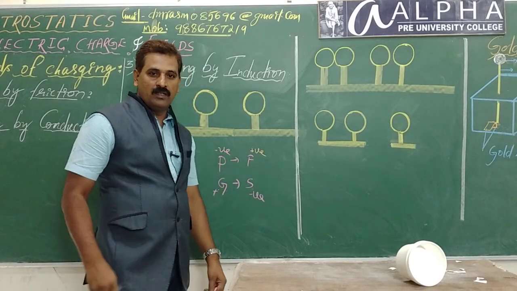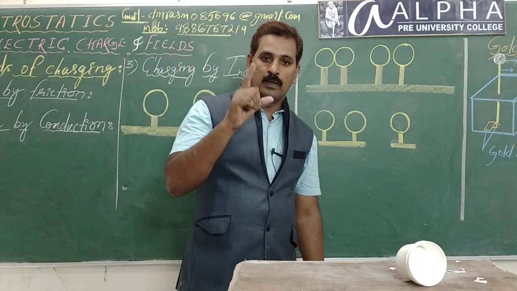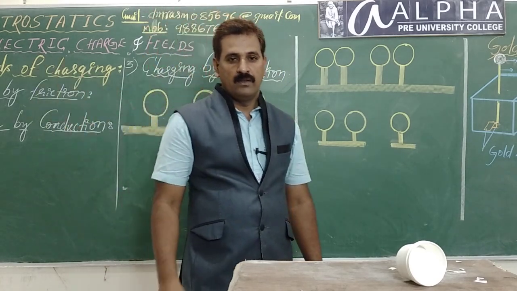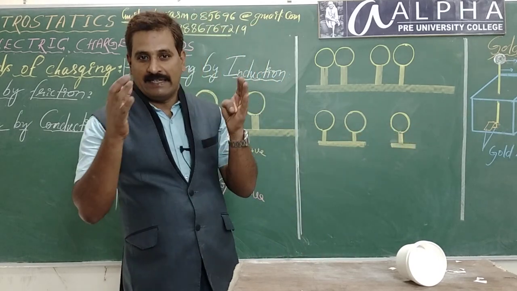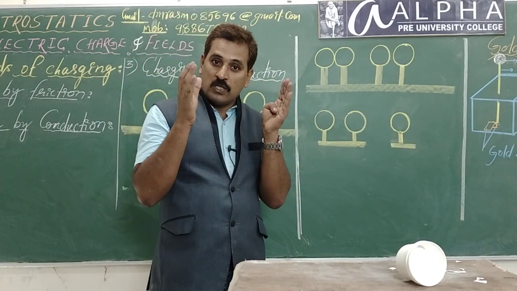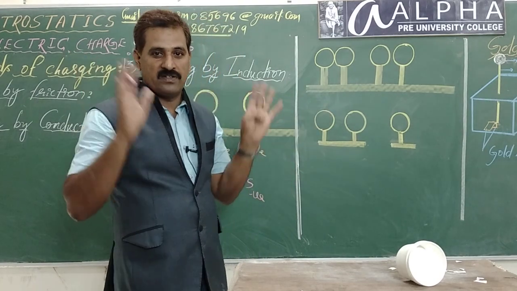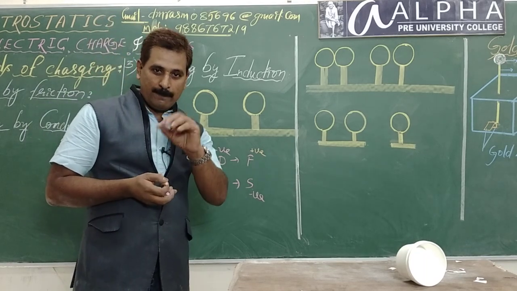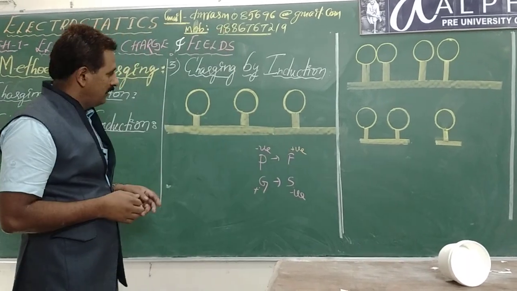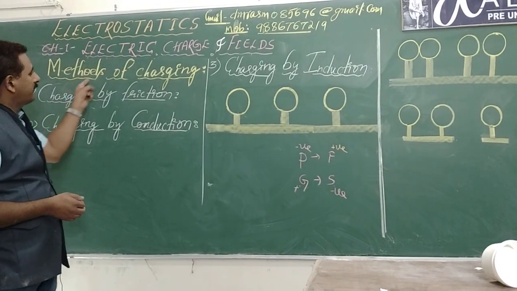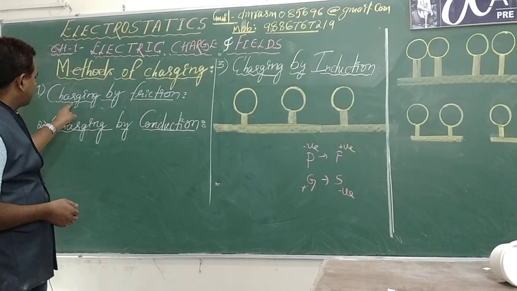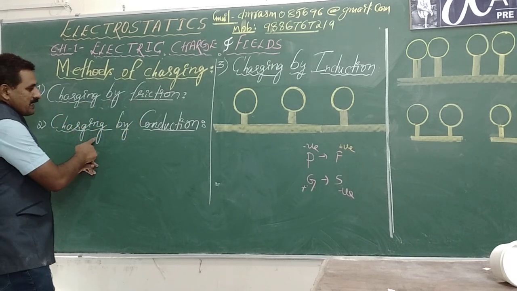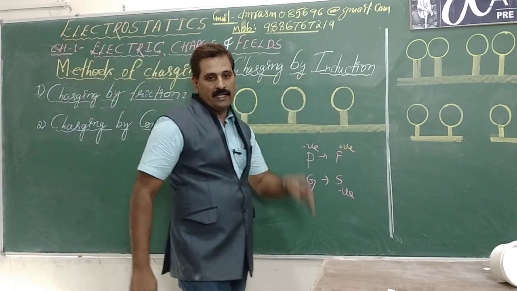That's all. Remember, whenever we talk about the process of charging, you think there is transfer of electrons. The body which gains electrons gets net negative charge. The body which loses electrons gets net positive charge. The process of producing the separation of charges between objects, today we will take up under the heading methods of charging. There are three methods. First one, charging by friction. Second one, charging by conduction. Third one, charging by induction.